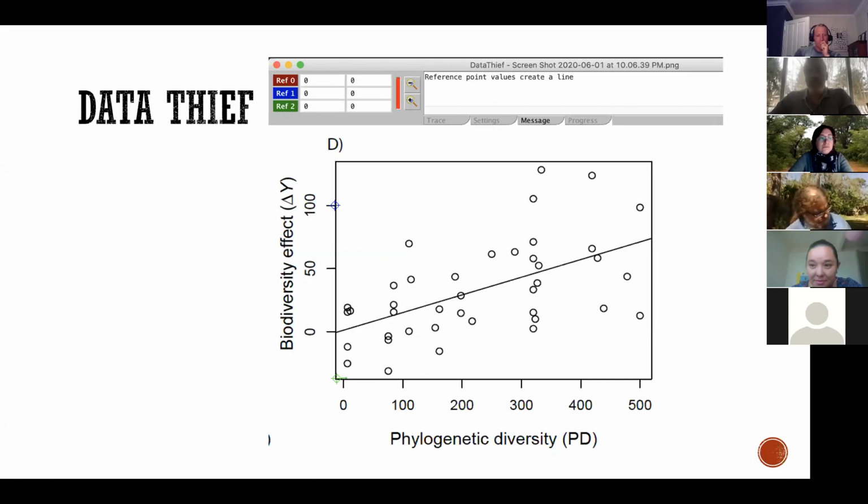Same thing if they're showing you a bar chart with error bars on it, and they don't tell you what the means were or the standard error or standard deviation. In Data Thief, you can then pinpoint what the mean value is and what the upper and lower bounds of the error bars are. So if they don't give you that information, there are ways to determine it.